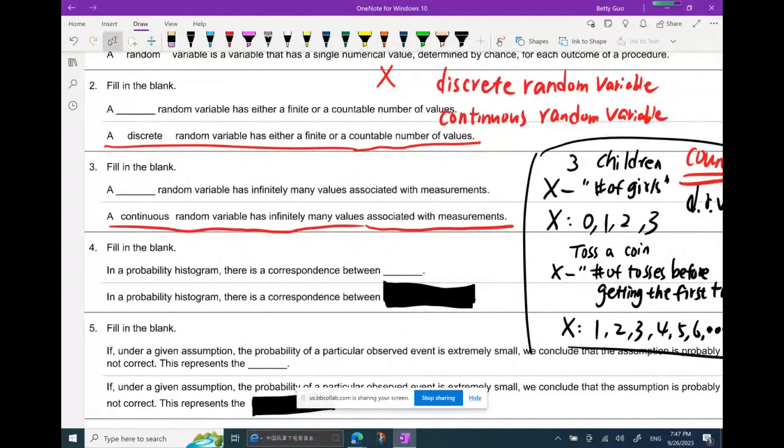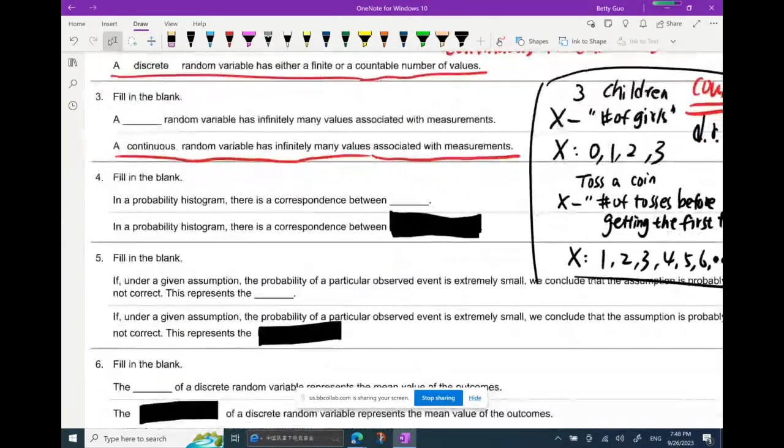I think I'll give you a better version of the definition. Not just infinitely many. A discrete random variable could assume infinitely many values, but they are countable. A continuous random variable assumes infinitely many, but uncountably many values. Basically, any value in an interval. Okay, so we're going to study discrete random variables today.